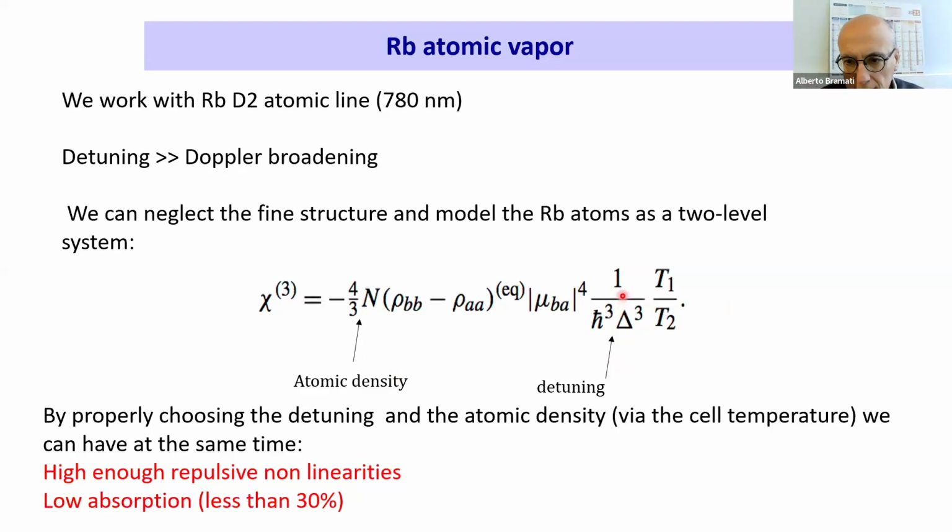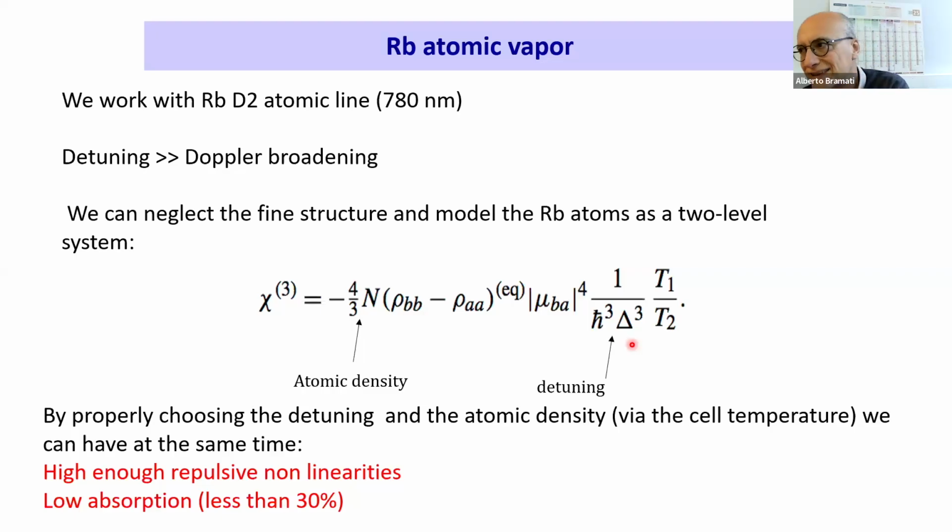Okay. A point that could be worth stressing is that, due to the fact that we have this delta cube, changing the tuning with respect to the resonance, on the positive or negative side, we can also play with the sign of the nonlinearity, and then on the interaction. So we can have repulsive or attractive interaction. In our case, we work with repulsive interaction because we want to simulate the behavior of, for example, this fluid of light.